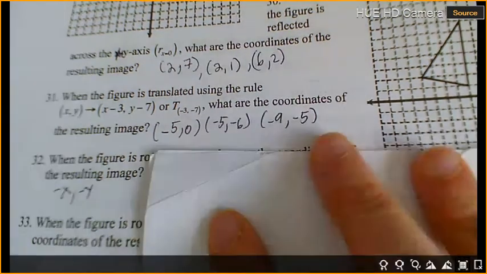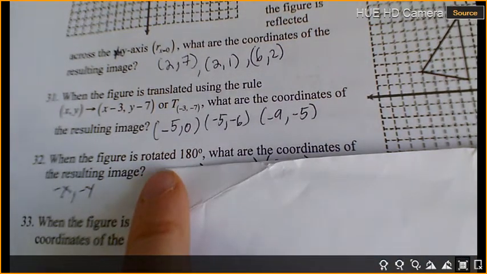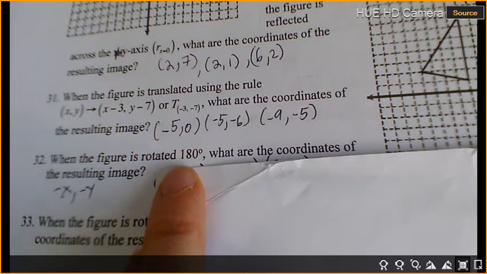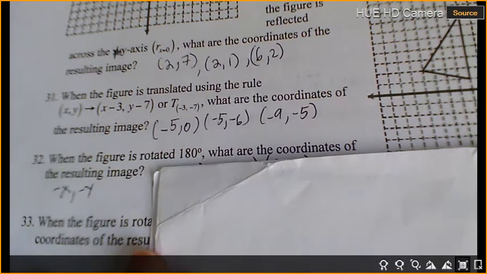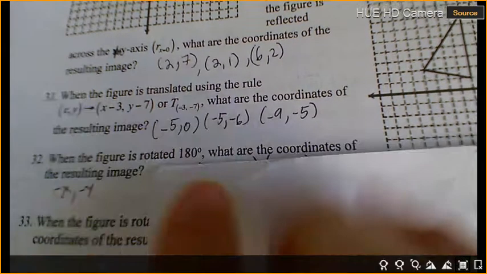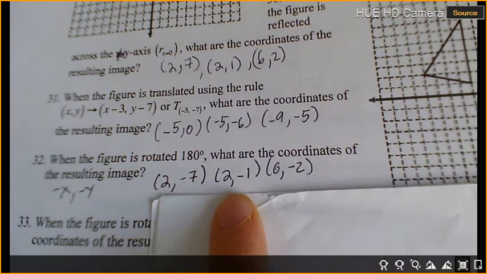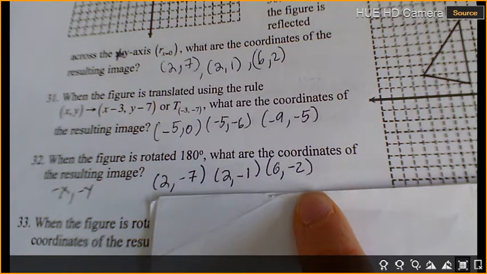Okay. 32. We're going 180 degrees. When I'm doing rotation, I like to write down what the formula is. So I would go to my formula sheet, and the formula for 180 is we change the sign of x and we change the sign of y. So I will get 2, negative 7, 2, negative 1, and 6, negative 2. Questions about those?